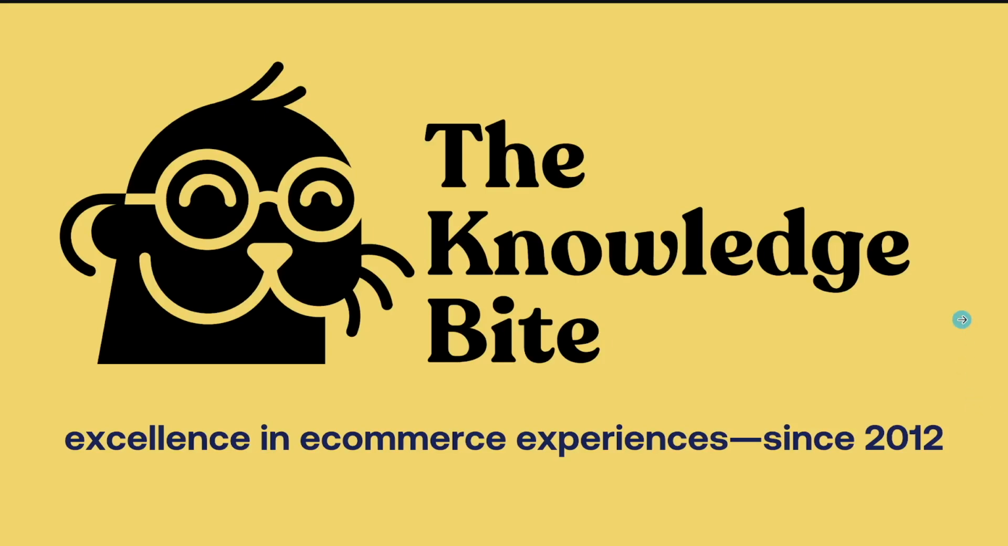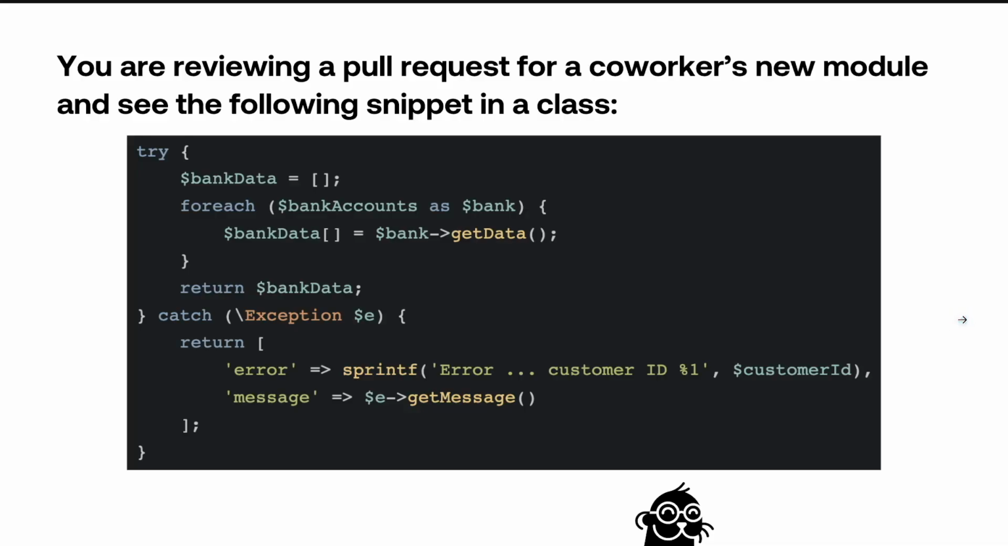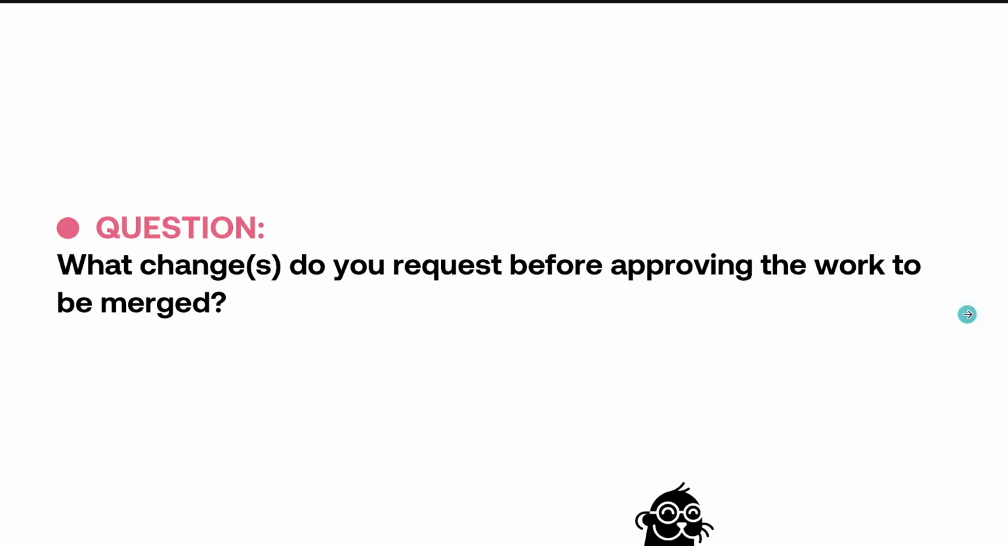Let's review the question. So you are reviewing a pull request for a coworker's new module and see the following snippet in a class. And so we got just a basic try-catch block. Looks like we're looping over some bank accounts to grab some data for that, and then just catching or returning an error message if there is a problem. And so the question is, what change or changes do you request before approving the work to be merged?